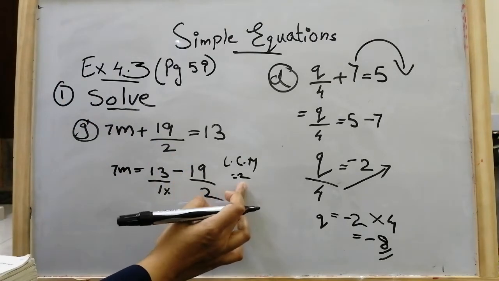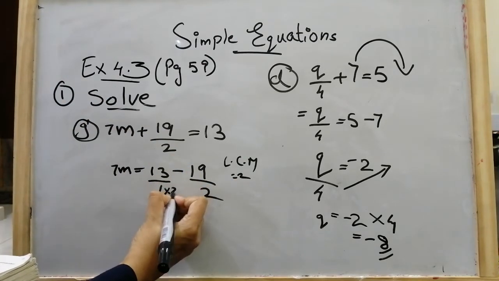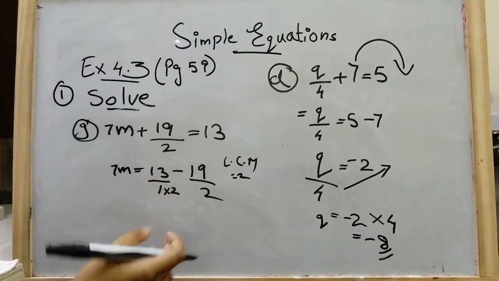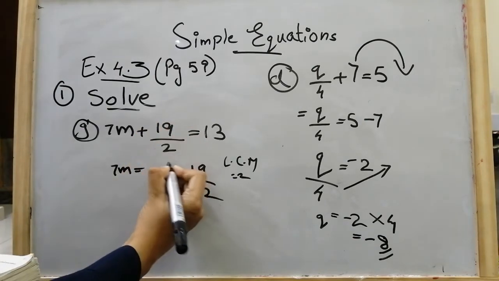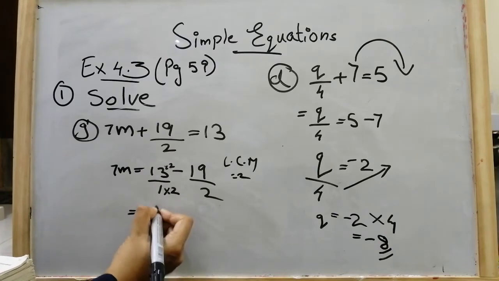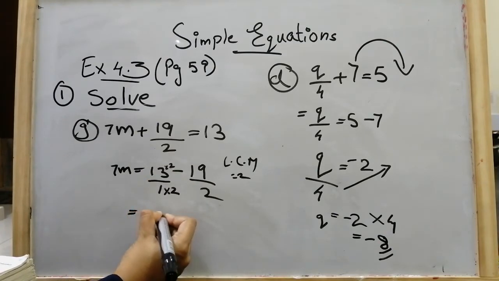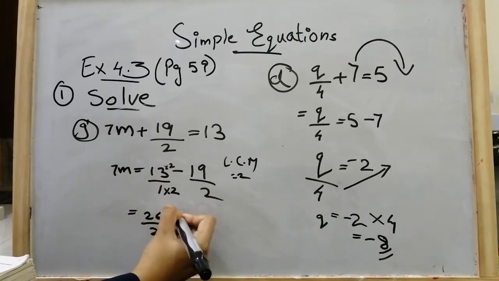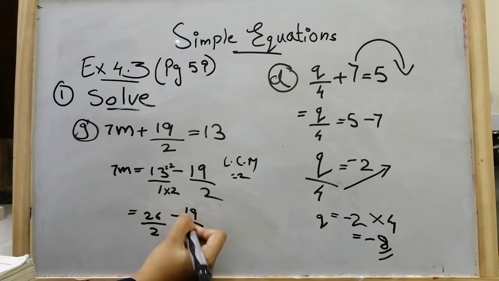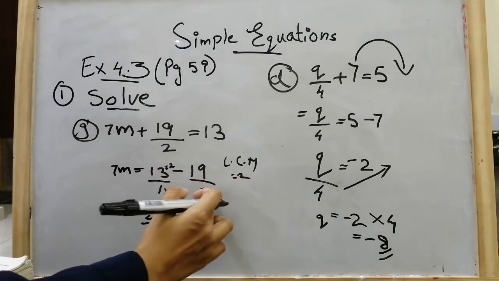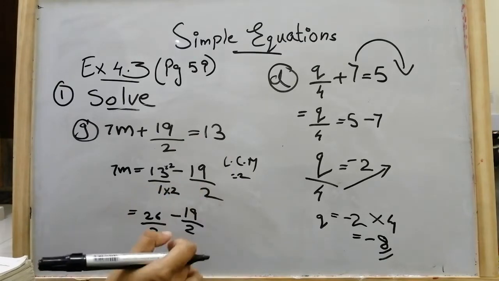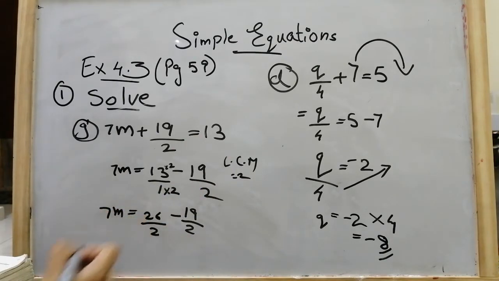So now we have to make the denominator here also 2. So 1 multiplied by 2 gives you denominator 2, right? The same 2 we have to multiply with the numerator as well. So what is it? 13 into 2 is 26 by 2 minus 19 by 2. This we don't have to change because the denominator is already 2, so just write it as it is. And there is a 7m here, don't forget.